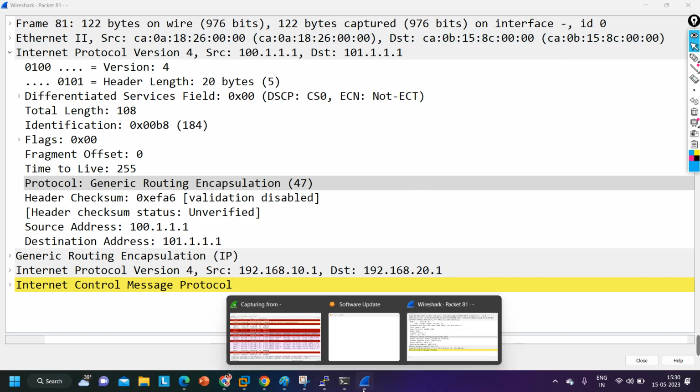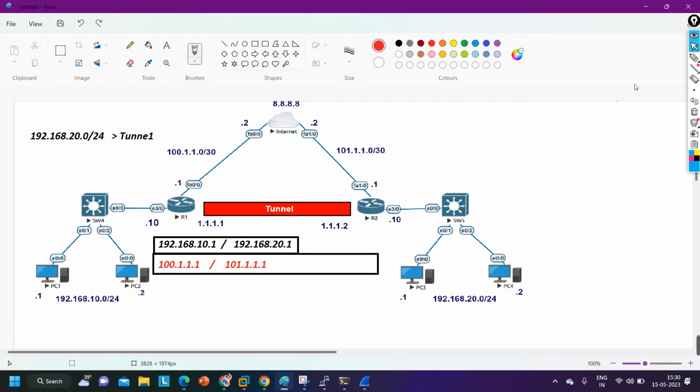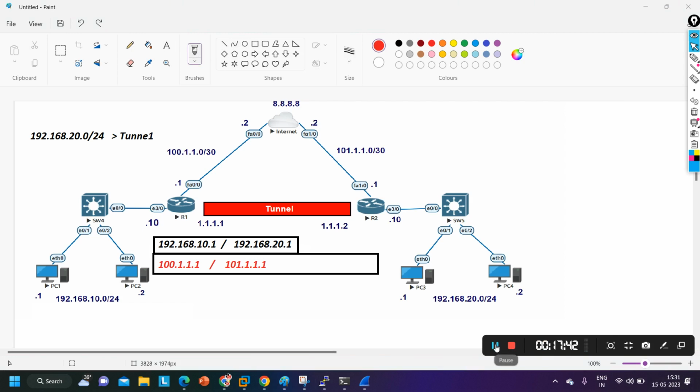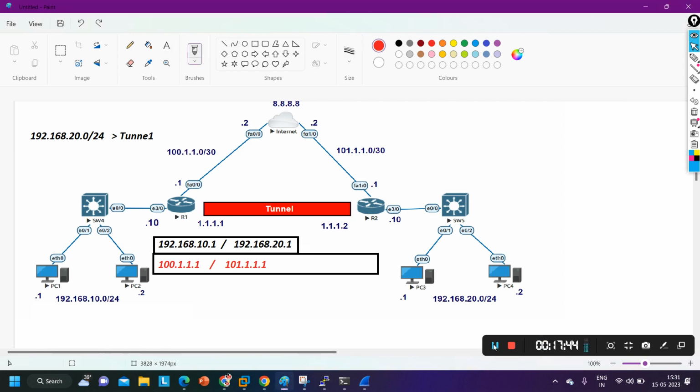Let me explain again. Just give me one second, Vijay. Yeah, I am clear on this point. I only need the GRE header. What steps are running in the GRE header? Can you tell me once again if you don't mind?